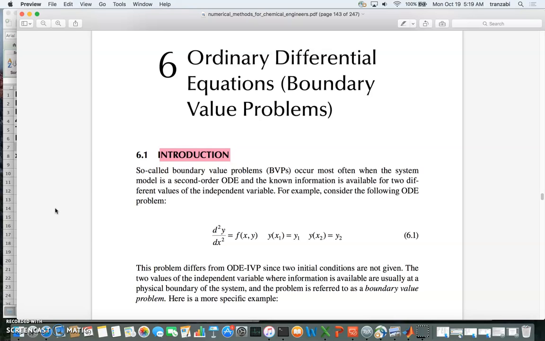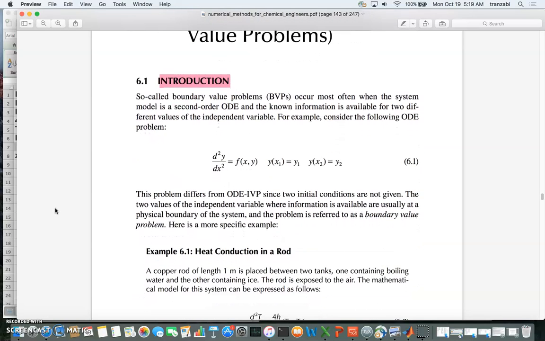So we're going to start with a generic equation, like imagine we have a second order differential equation like this in equation 6.1. Right? The second derivative of y is equal to some function of x and y, and I have two boundary conditions. And now you see that the boundary conditions are given at two x values. One is at x1 and the other one is x2.